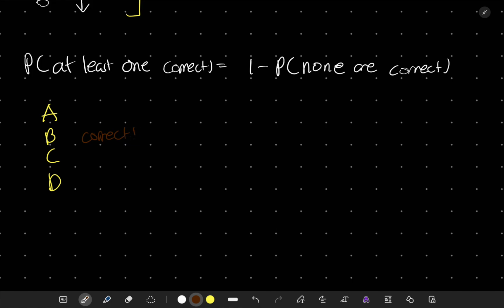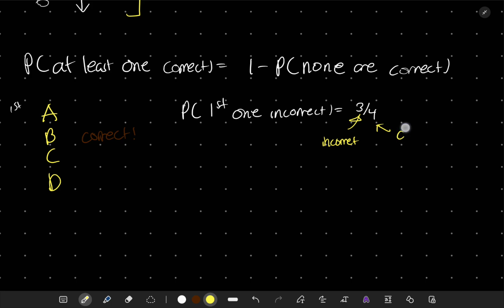If the first one is not correct, that means that he either chose A, C, or D, right? So this is about the first question. The probability that the person got the first one incorrect, well, that's 3 out of 4, which makes sense. I have 3 options that are not correct, so I'm going to say they are incorrect, and then the 4 represents the choices.